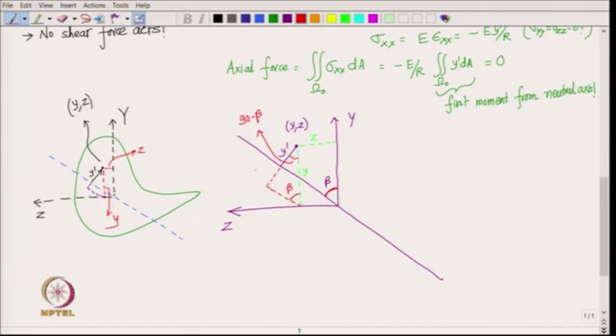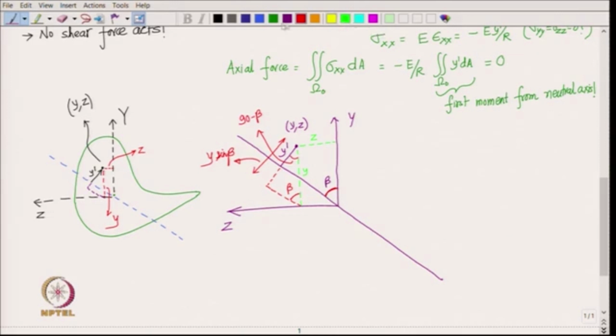Now, what can we say about this distance? In this right triangle we have 90 minus beta angle. So, this distance becomes y times cosine of 90 minus beta, which is y times sine of beta.